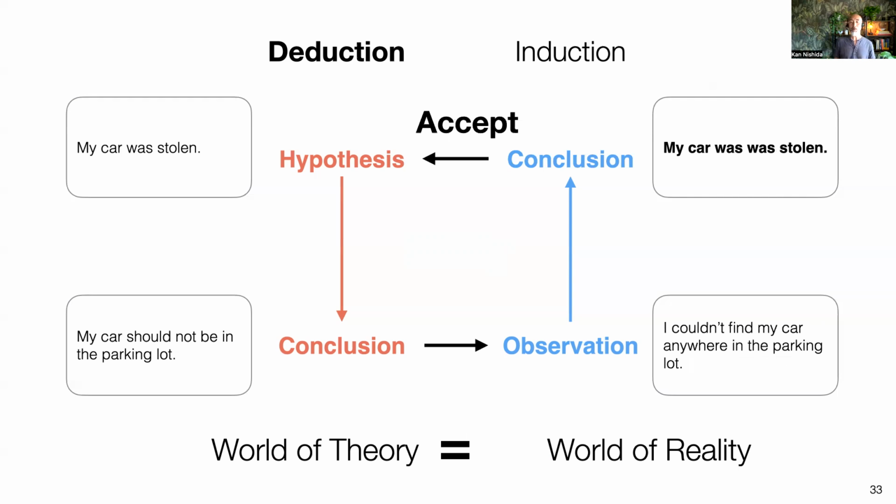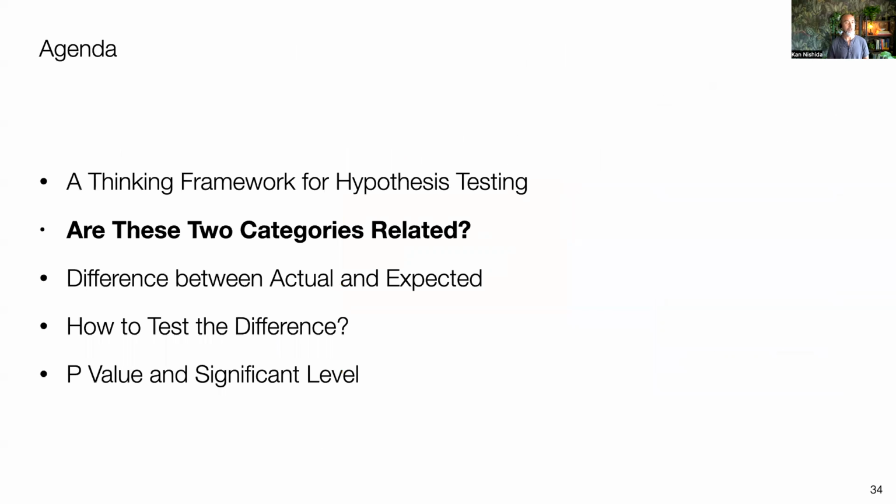We can see the opposite side too. Hey, you know what? On the right-hand side, bottom, I couldn't find a car anywhere in the parking lot. That means the left-hand side, the world of theory, and the right-hand side, the world of reality, are matching, consistent. Therefore, I can accept the hypothesis, and then I can move on. My car was stolen, right? My car was stolen, but there was a typo there. Anyway, that's the thinking framework for hypothesis testing.